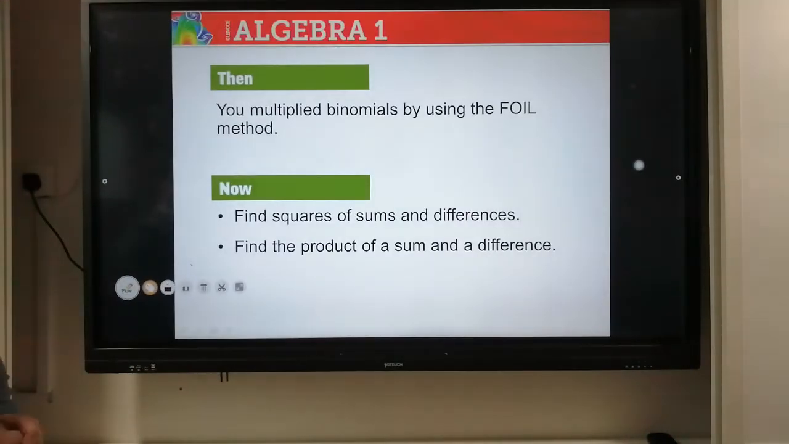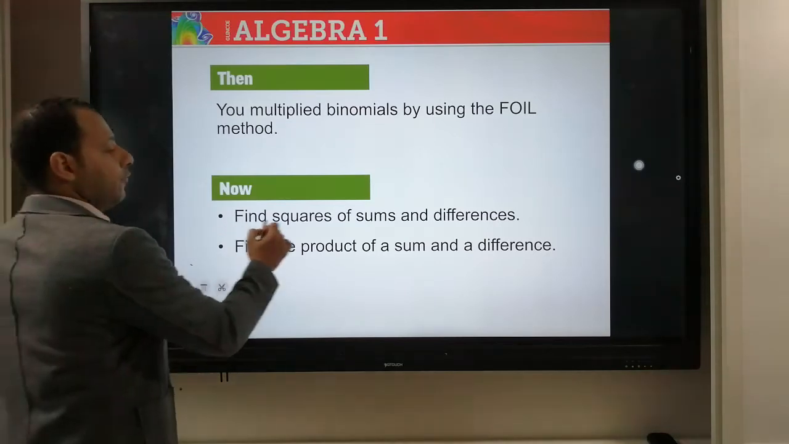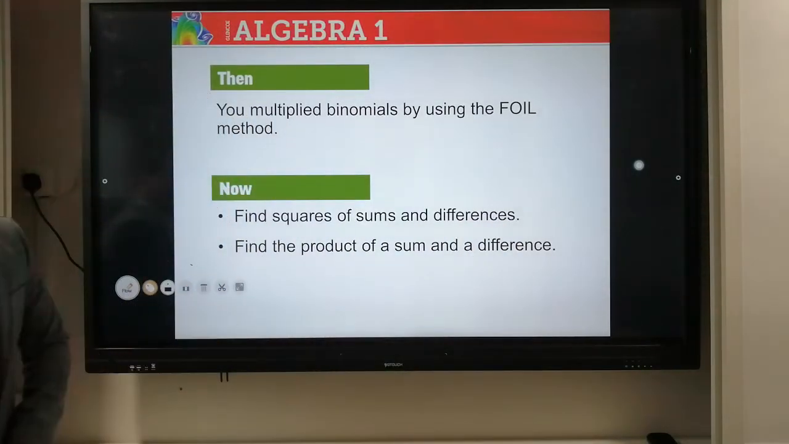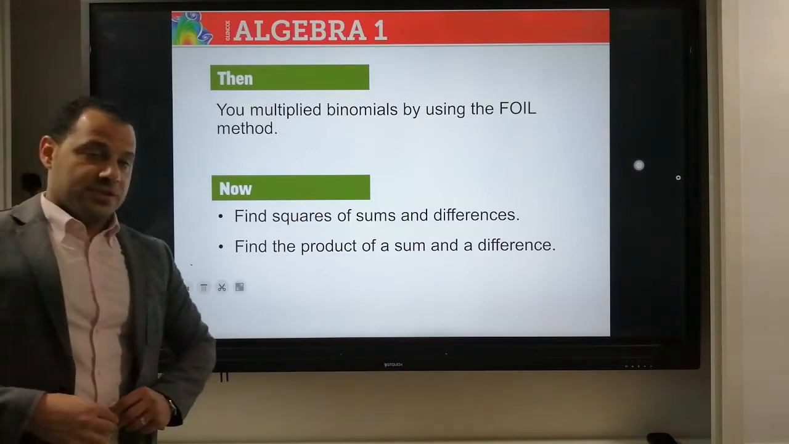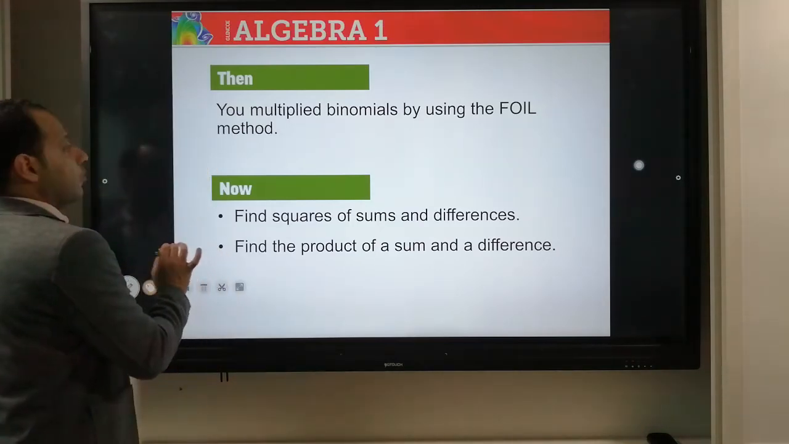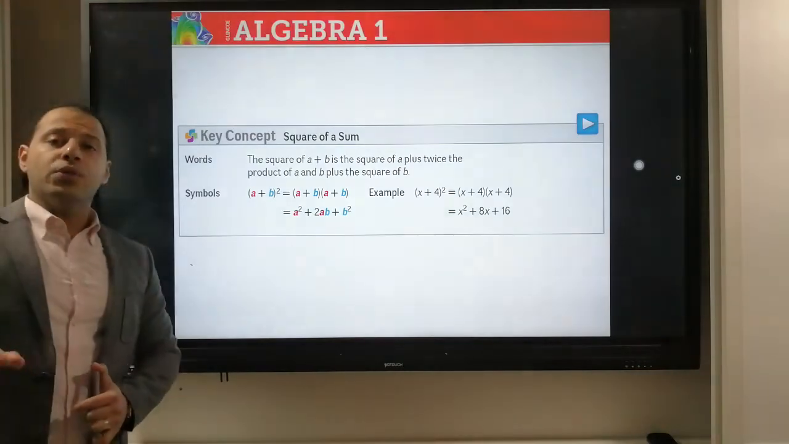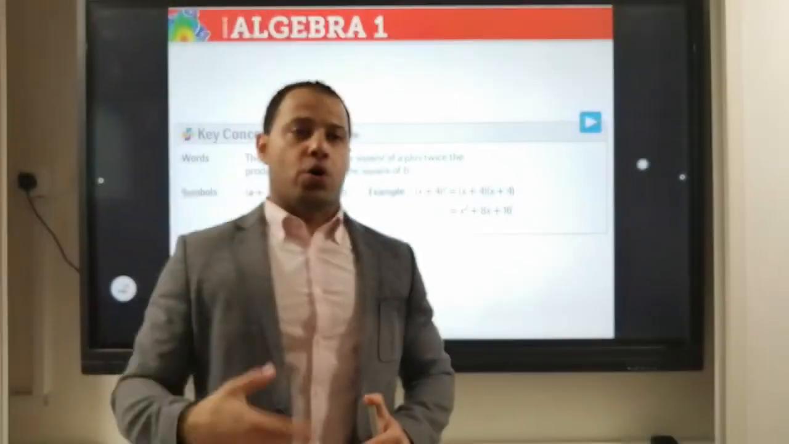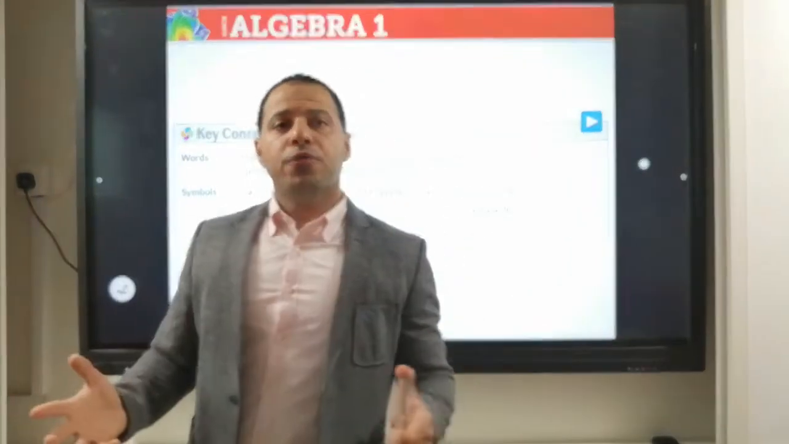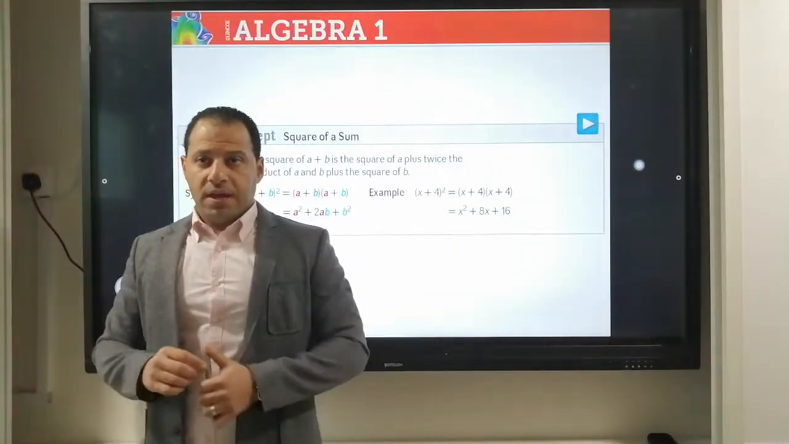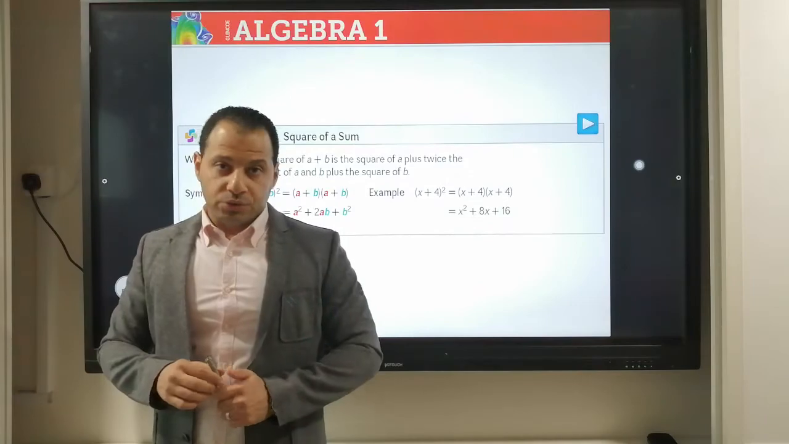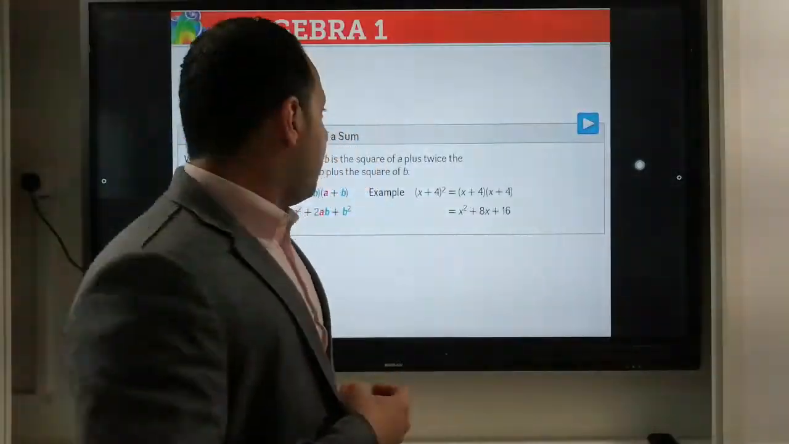Now, find the squares of sum and the squares of difference. Start with me. The square of sum and the square of difference both talking about a perfect square. What's a perfect square? A perfect square is a bracket all with power 2.